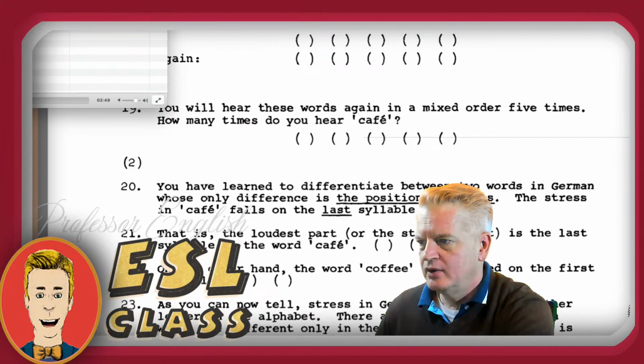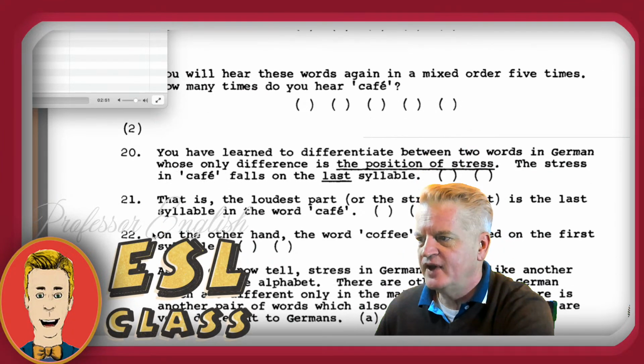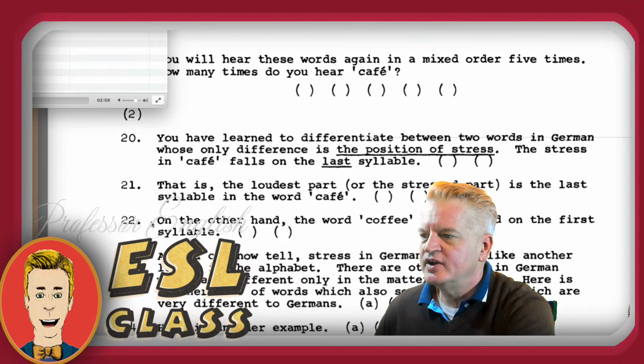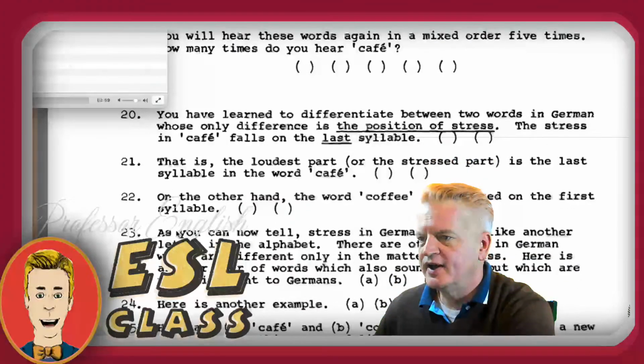22. On the other hand, the word coffee is stressed on the first syllable. It's just like English. Coffee. 23. As you can now tell, stress in German can act like another letter in the alphabet.